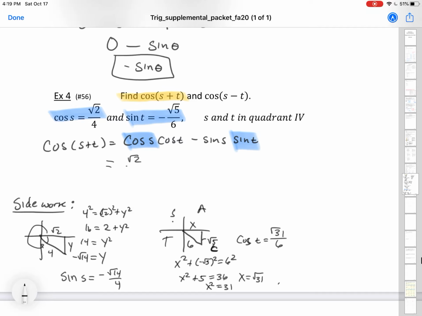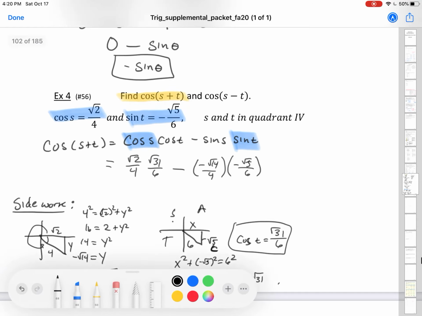So now we have root 2 over 4, and cosine of t, which we just figured out, was root 31 over 6, minus sine of s, which I'll put in parentheses since it's negative, negative root 14 over 4, times sine of t, which was given to me as negative root 5 over 6.